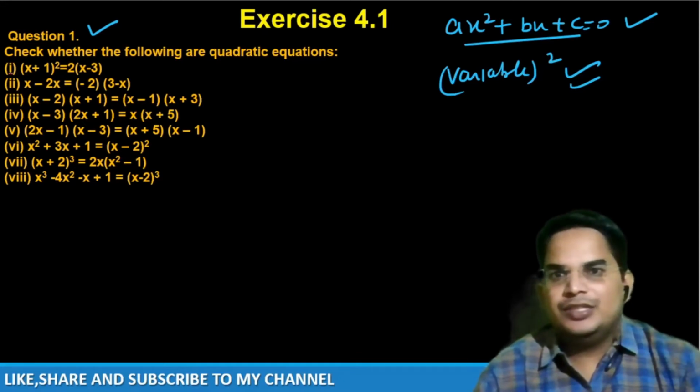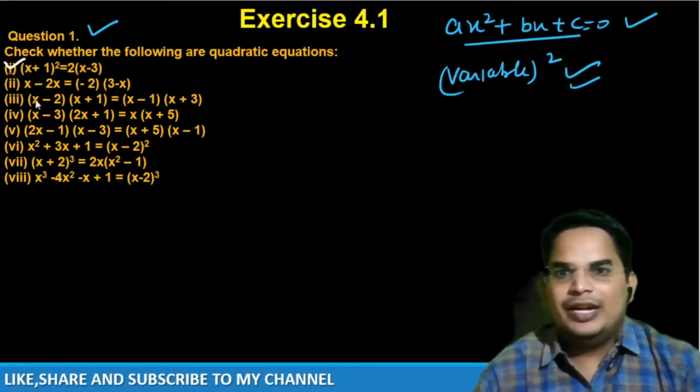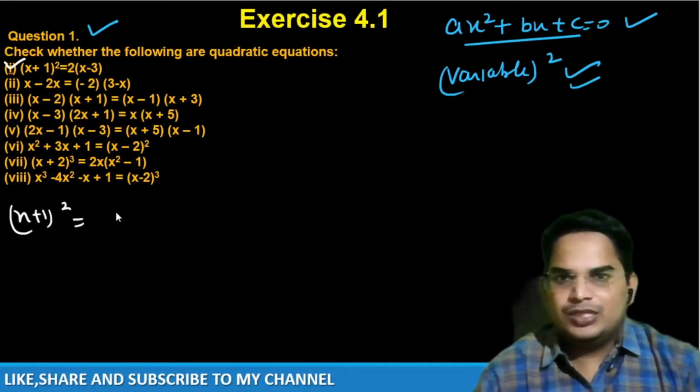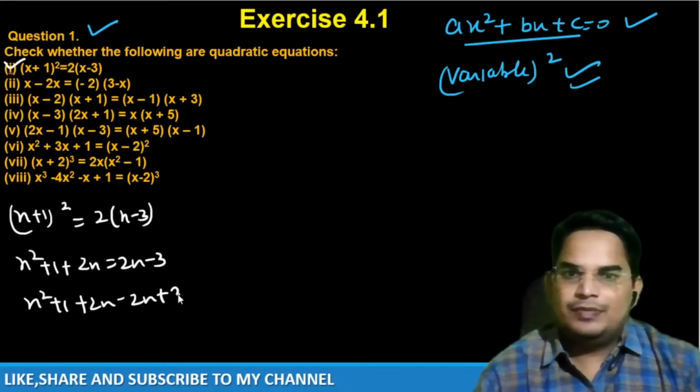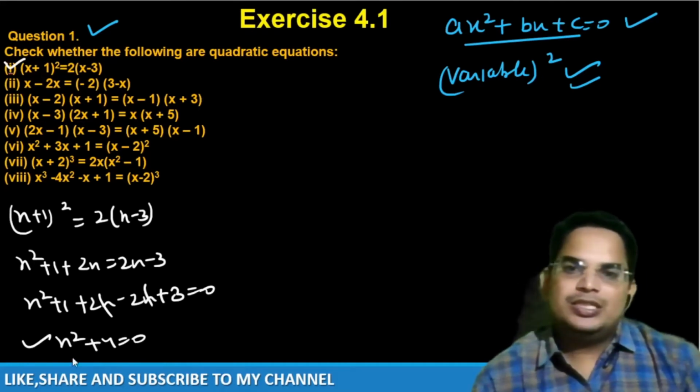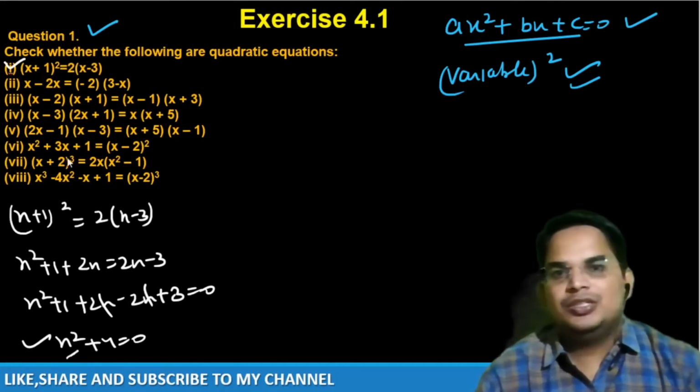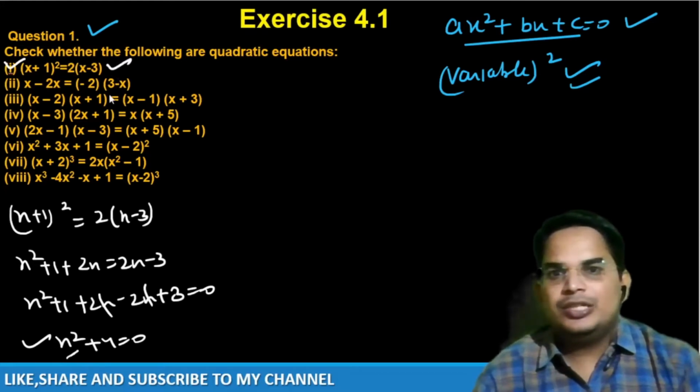Now the first one is given here. So let's see how we can identify easily. First of all, I will write down the equation: x plus 1 whole square is equal to 2 times x minus 3. Now do the square: x square plus 1 plus 2x is equal to 2x minus 3. Now you can transfer all the values to this side: x square plus 1 plus 2x minus 2x plus 3 is equal to 0. Now 2x and 2x cancel, so you have x square plus 4 is equal to 0. So yes, you can see the highest power of the variable is 2, so you can say yes, it is a quadratic equation.